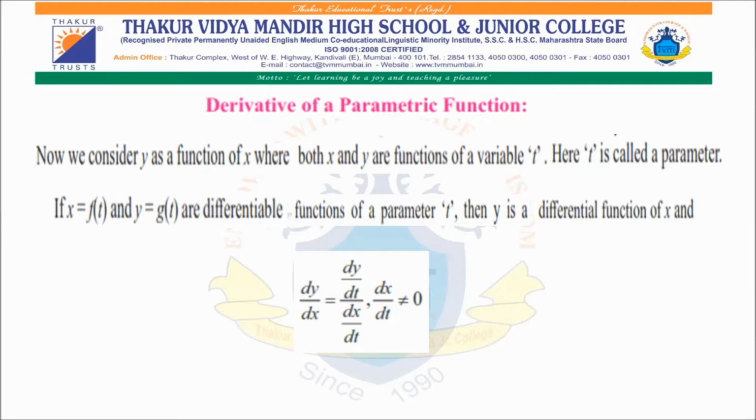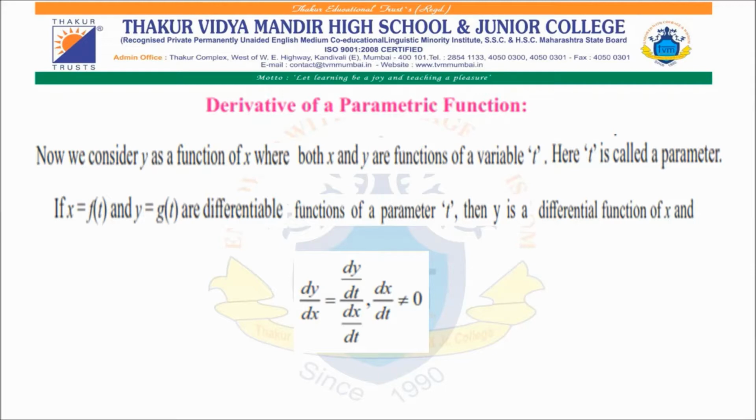Now we consider y as a function of x, where both x and y are functions of variable t. Here t is called a parameter. If x is a function of t and y is a function of t, then y is a differentiable function of x. Then we have dy by dx equals dy by dt upon dx by dt, where dx by dt should not be equal to 0.